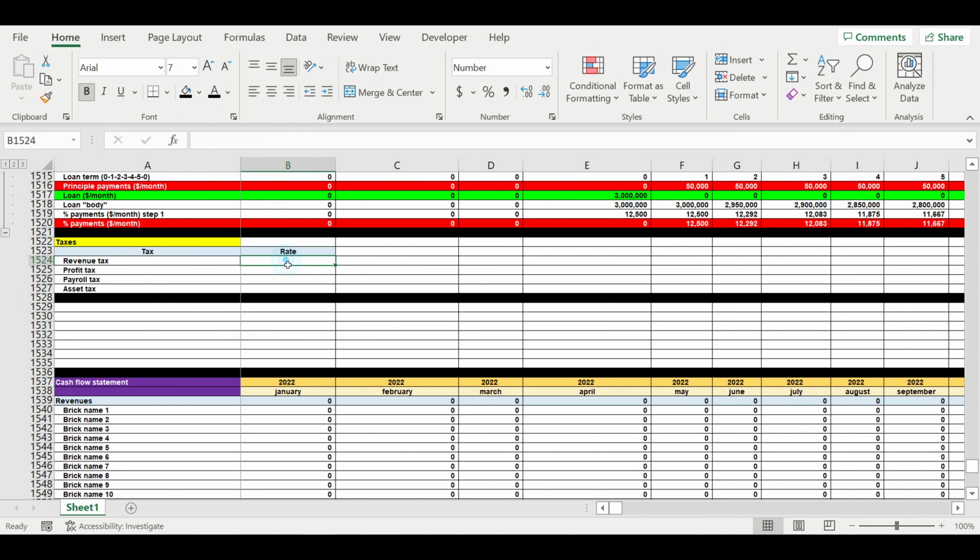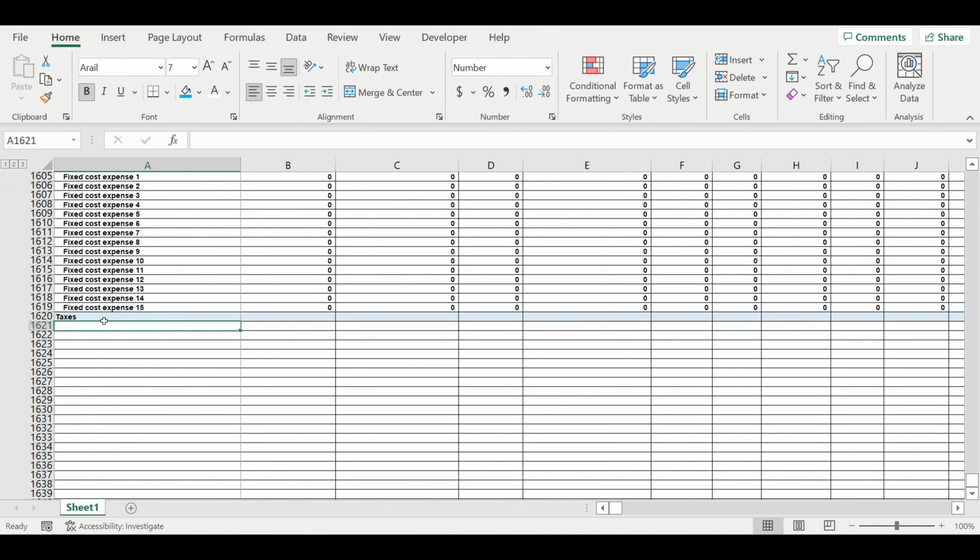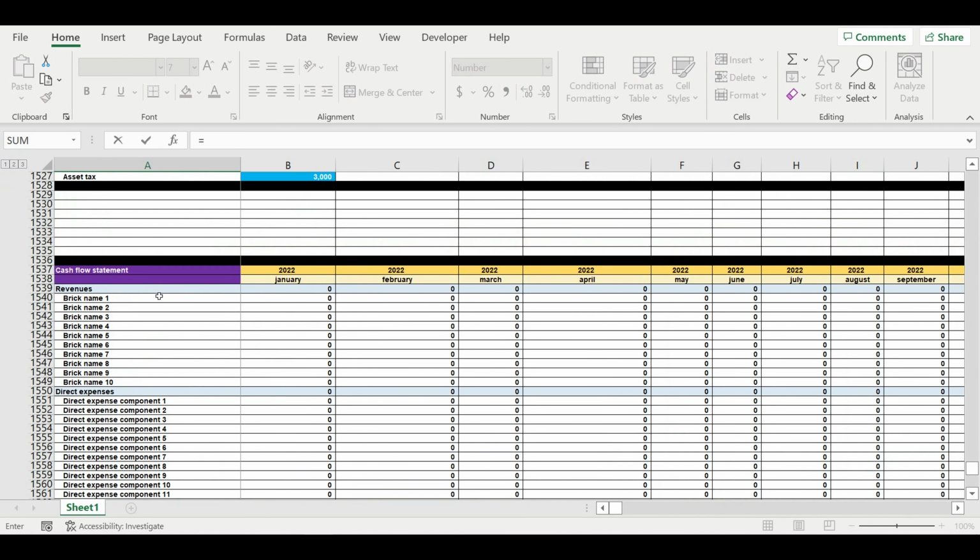So these here will have the inputs. They will be marked with a specific color. So revenue tax, for example, will be 5%, profit tax, for example, will be 7%, payroll tax will be, for example, 12%, asset tax will be, for example, $3,000 a month. So here I will place all our taxes.